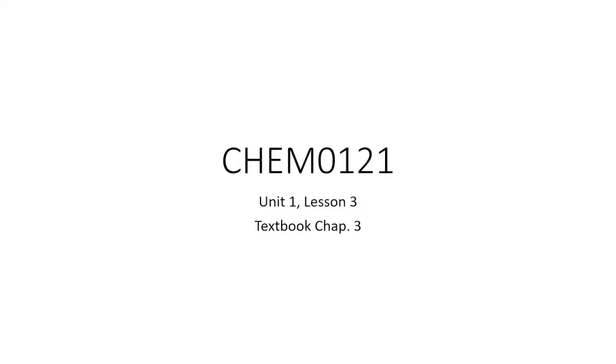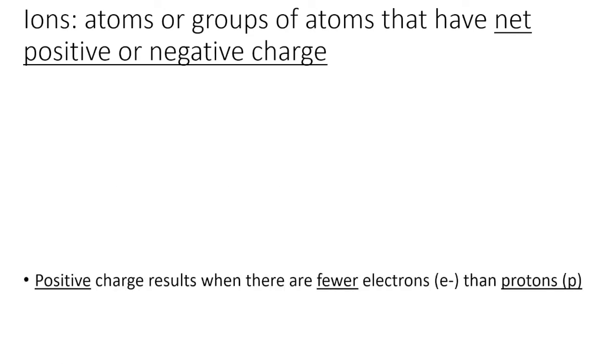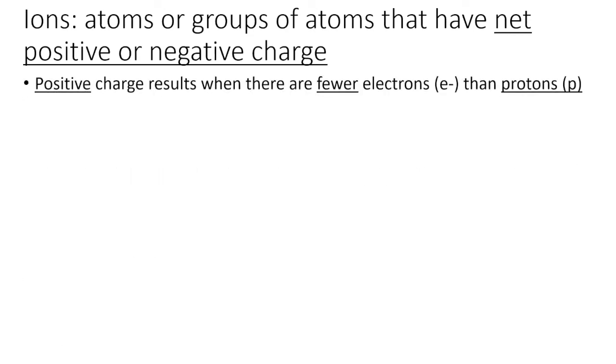Okay, so now that we know some things about atoms, we're going to talk a little bit about ions because they are derived from the different types of atoms. By definition, ions are just atoms or groups of atoms that have a net positive or negative charge. The positive charge results when there are fewer electrons overall than protons.